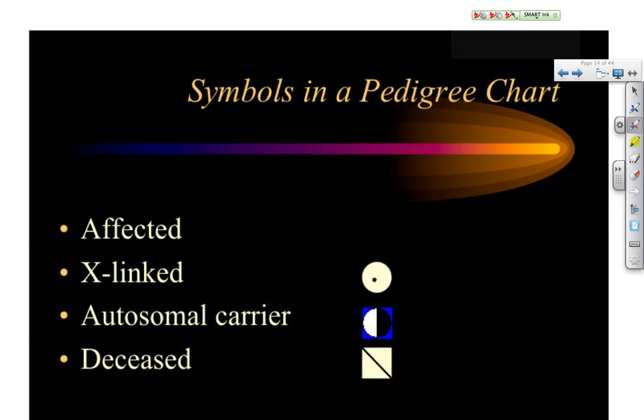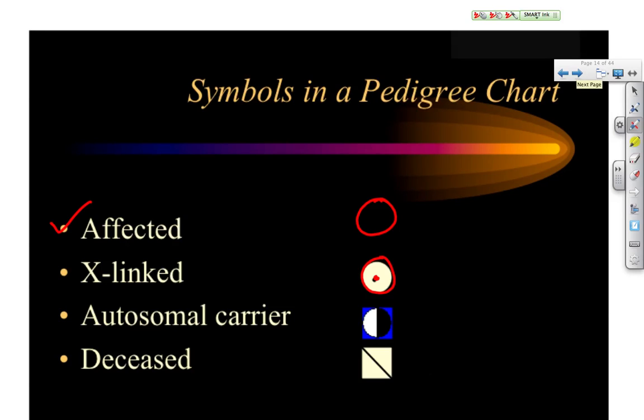Okay? There are some other symbols that you're going to want to pay attention to. Whenever you have a circle that is completely colored in, so this would be colored in black, that indicates that that individual is affected or they have that genetic trait. A circle with a dot in it indicates an X-linked trait, and that person is a carrier of it. So for example, Lorenzo, if he were on a pedigree chart, would look like this. Lorenzo's mom would look like this.